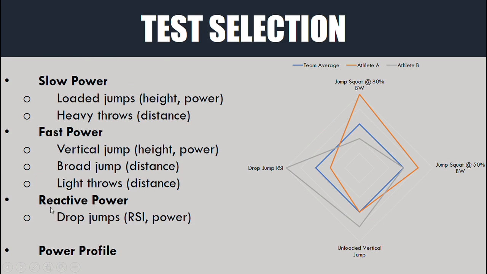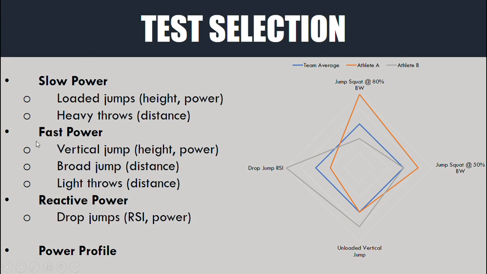We have a few different categories of power based on the time constraints of the exercises we were talking about. We can have slower power, which is basically greater times to produce force. So things like loaded jumps, where we can use height as a measure, or even power if we have a force plate. Or we could use heavy implement throws, and we can use distance as a measure. These tests are going to test how much force we can produce in a higher amount of time. So we're going to have more time to produce force, which means that the athletes that can produce maximal forces better are going to be better at these tests.